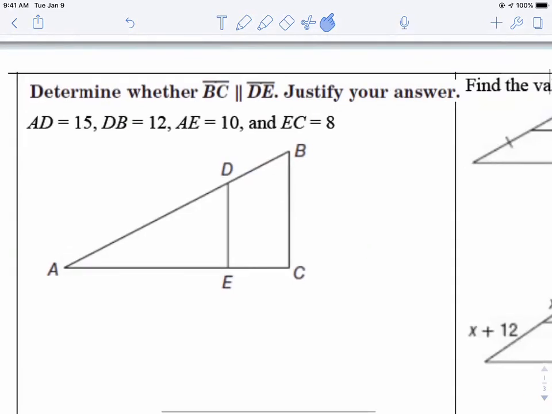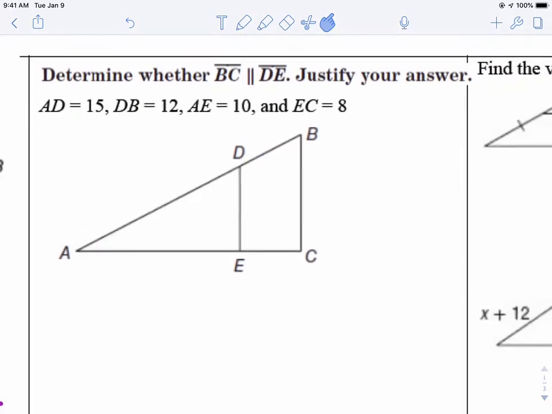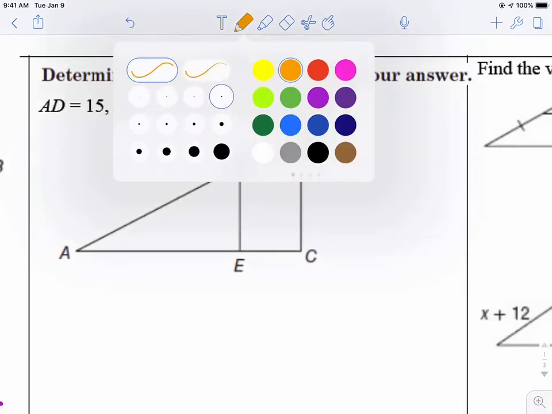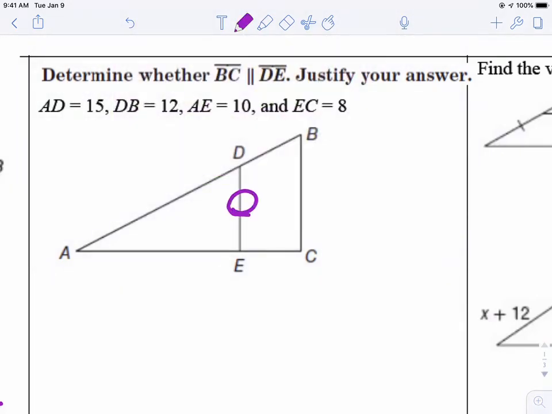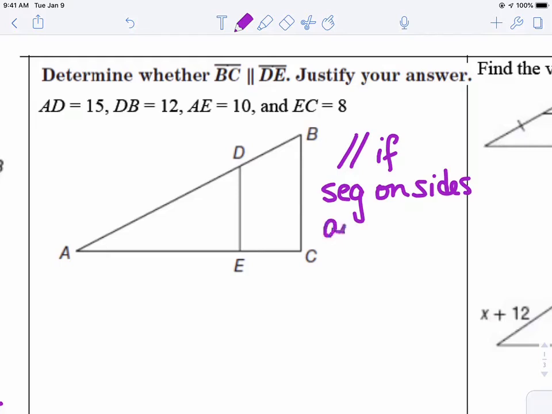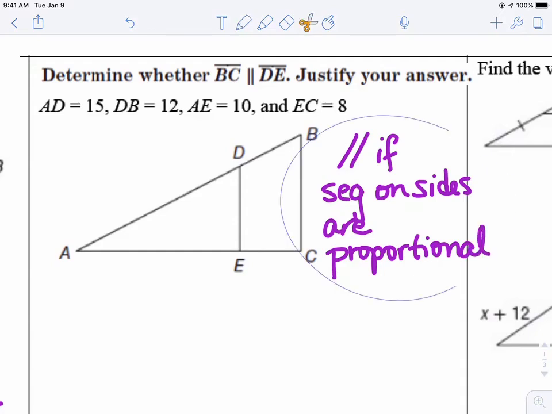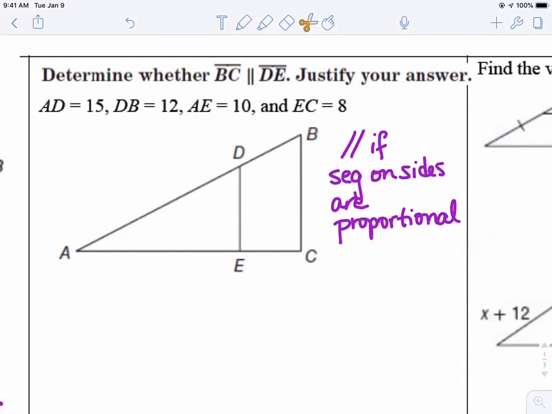Okay, in the second problem, it says, determine whether segment BC is parallel to segment DE and then justify your answer. So this time we weren't given that those segments are parallel. We want to know if they're parallel. Now, they're going to be parallel if the segments on the sides are proportional. So we're basically checking the side splitter theorem. If they're not proportional, then that means that the side splitter theorem doesn't work, which means they aren't parallel.